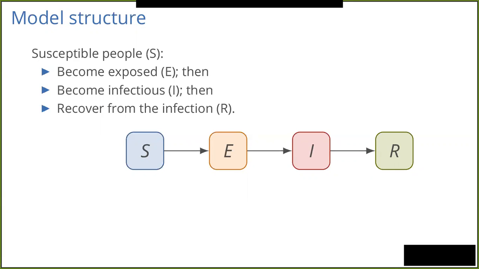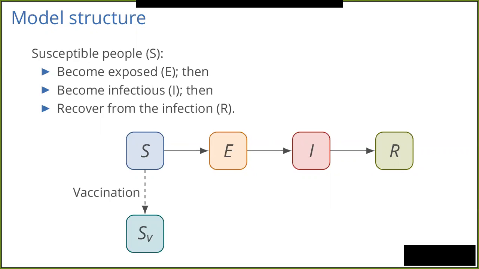Everyone begins in S. People move from S to E when they encounter an infectious person. After a short delay, they then move to I and become infectious themselves, capable of infecting others. After another duration of being infectious, they then move to R and recover from the infection. And because this model is focused purely on how a disease spreads, death in this model is a form of recovery, simply because it means that the person is no longer infectious and cannot be reinfected.